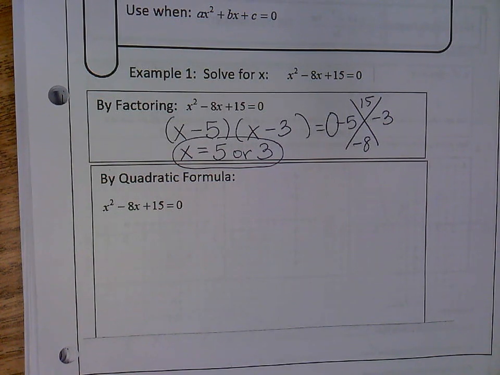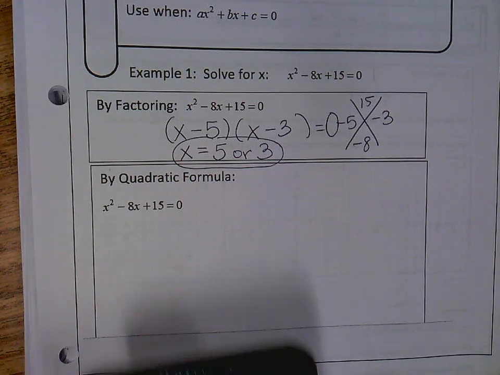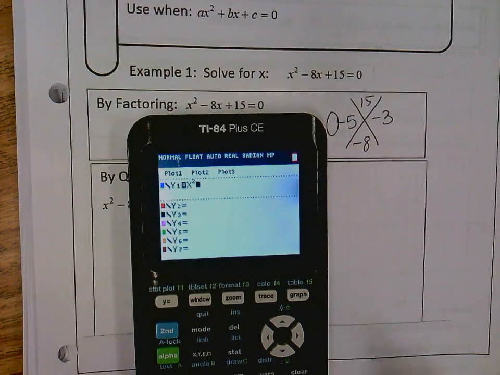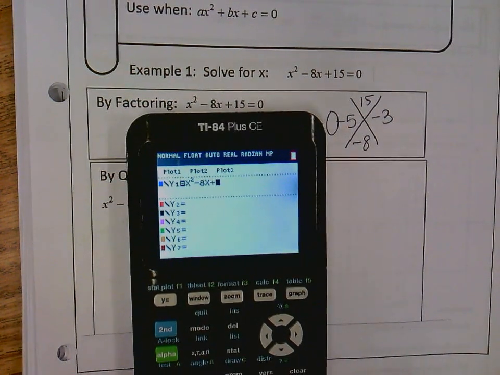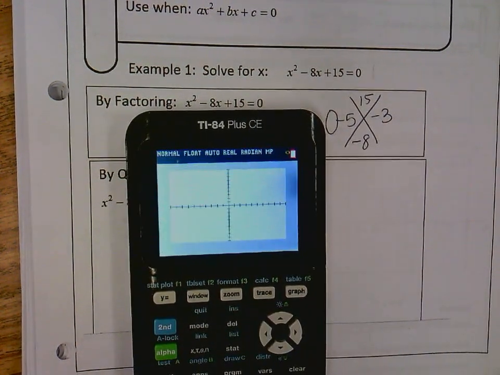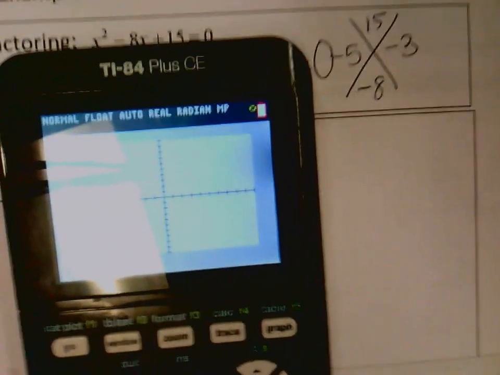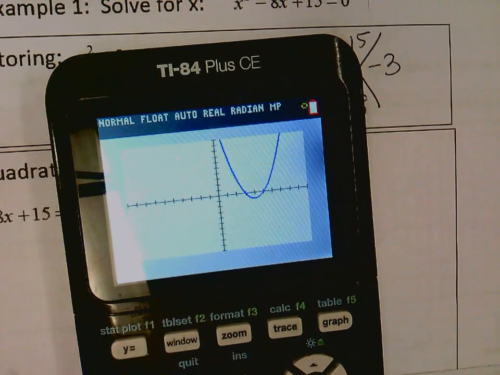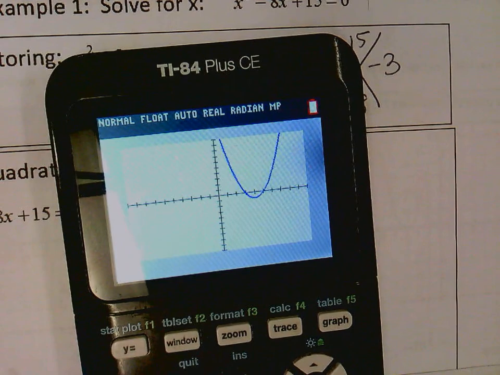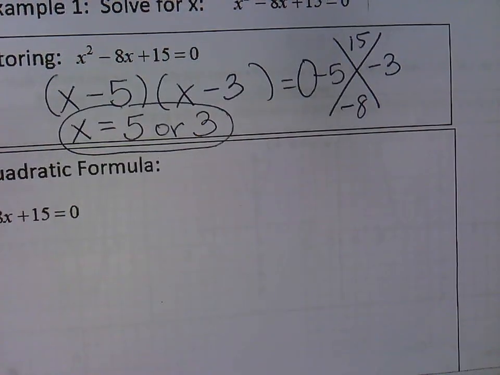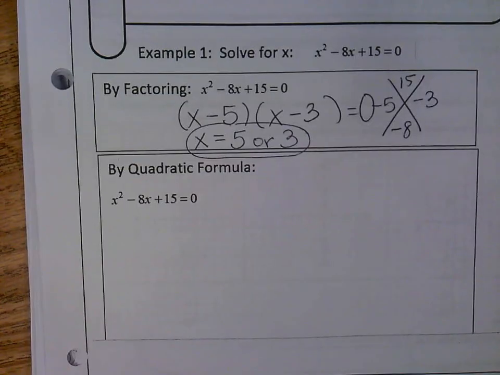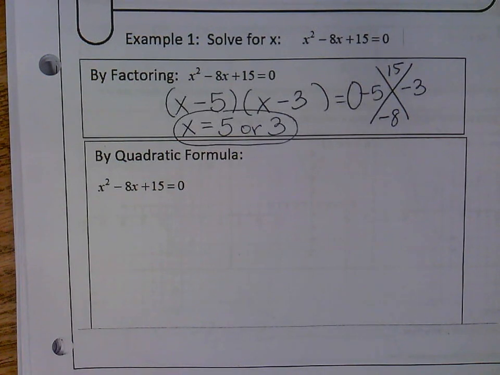Let's see, x squared minus 8x. I just wanted to prove to you that these are in fact hitting at 3 and 5, right? There's my quadratic, it hit at 3 and 5. All right, let's use the quadratic formula to just show you that it'll work out the same answers.